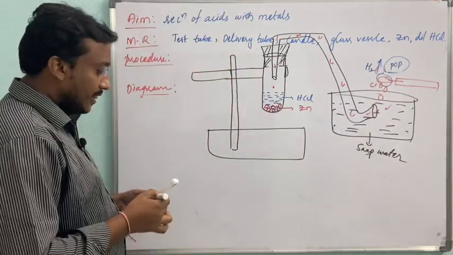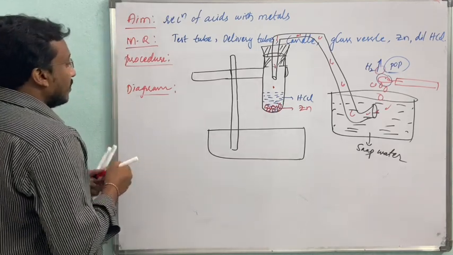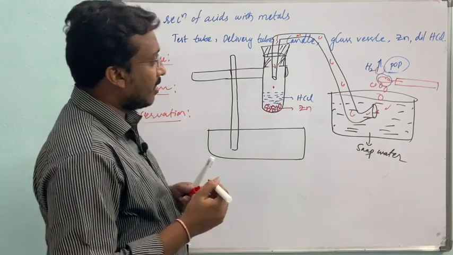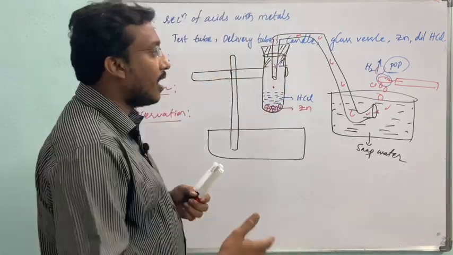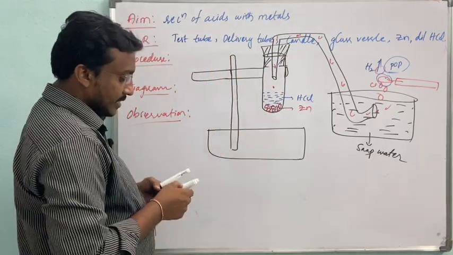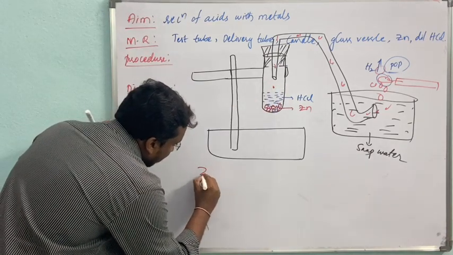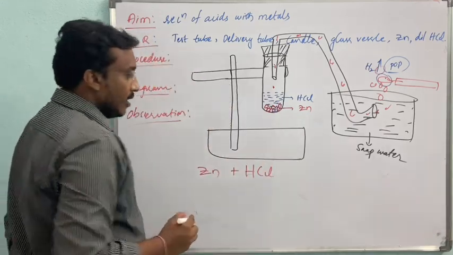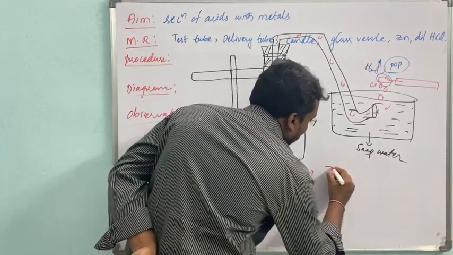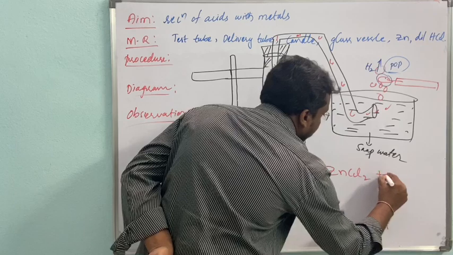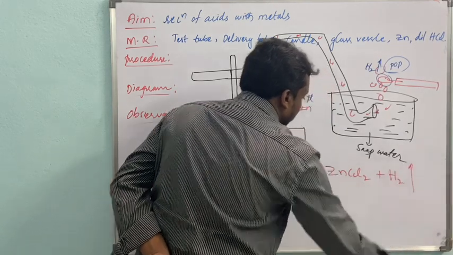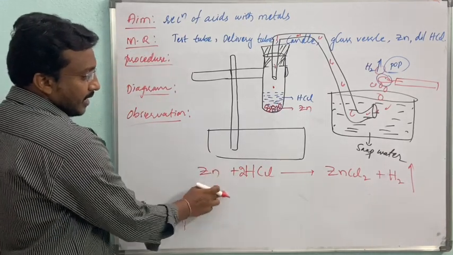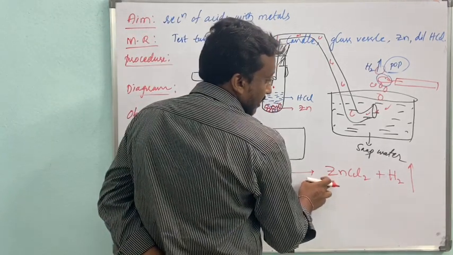Okay, right. Then the chemical reaction and observation: we notice that when a metal reacts with acid, it produces hydrogen gas. The reaction here is zinc and hydrochloric acid, it gives zinc chloride as well as hydrogen gas. You have to make it balanced. When the metal reacts with hydrochloric acid, we get zinc chloride and hydrogen.